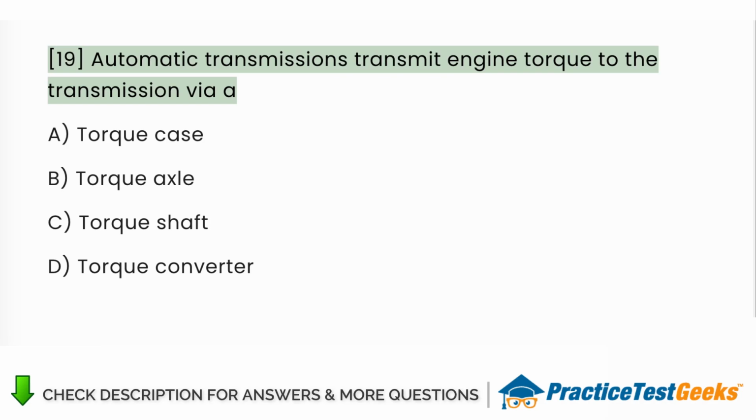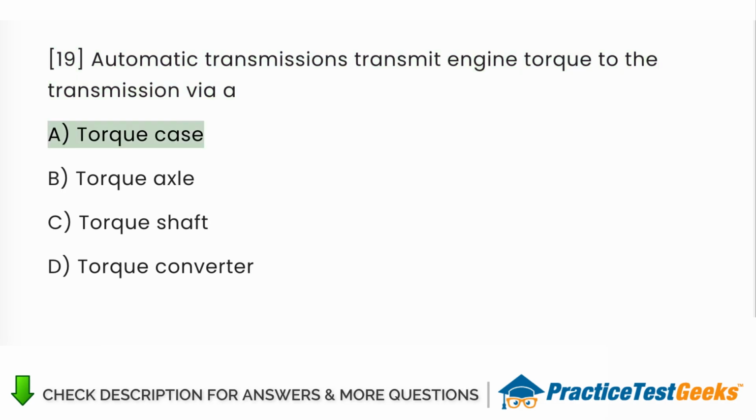Automatic transmissions transmit engine torque to the transmission via A. Torque case. B. Torque axle. C. Torque shaft. D. Torque converter.